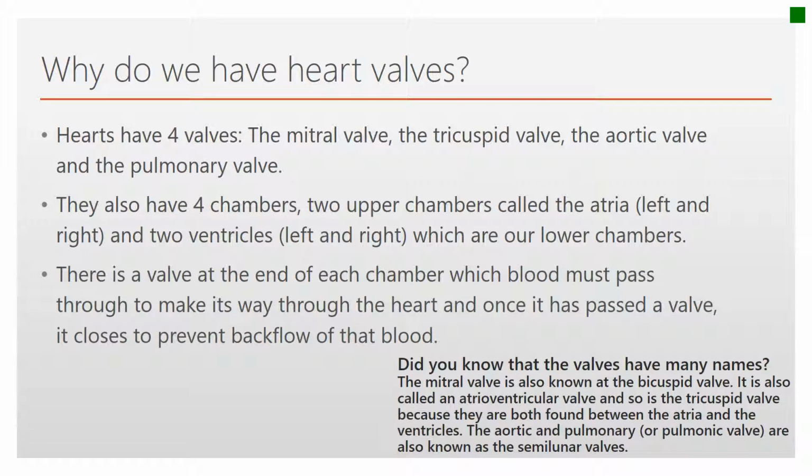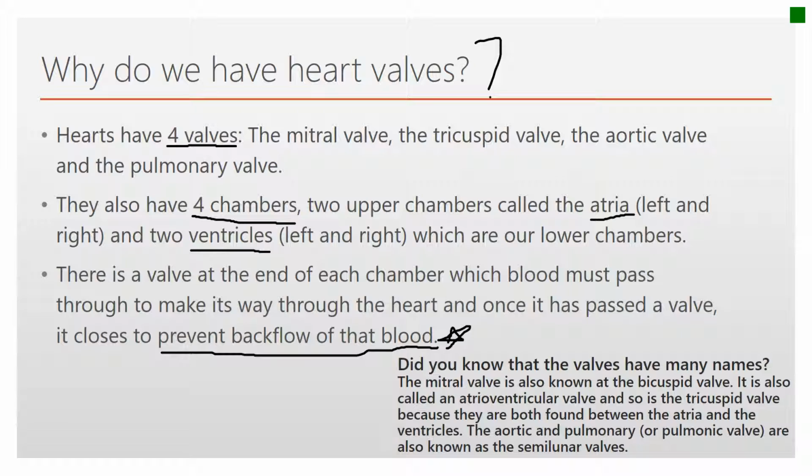So, why do we have heart valves? Hearts have four valves: the mitral valve, the tricuspid valve, the aortic valve, and the pulmonary valve. Our hearts also have four chambers: two upper chambers called the atria, one on the left and one on the right, and two ventricles, which are lower chambers, one on the left and one on the right as well. There is a valve at the end of each chamber which blood must pass through in order to make its way through our heart, and once it has passed the valve, it closes to prevent backflow of the blood, and that is the purpose for our heart valves.